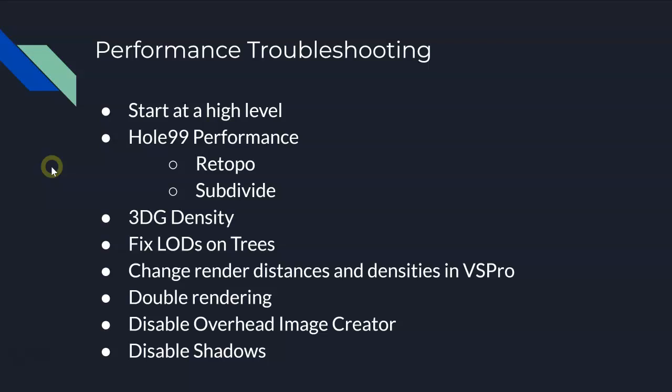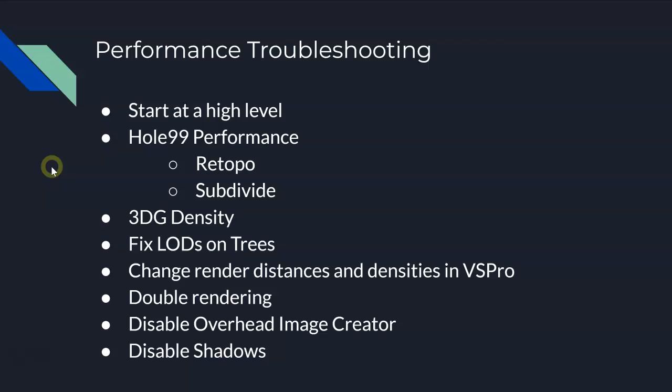There's all kinds of stuff you can change in VS Pro. Density of grasses is typically a big one. You can change the render distance so that grasses aren't shown so far away. You don't necessarily need little tiny grasses to be shown 300 yards away. You can maybe pull that in to 75, 80, 100 yards. You've got to play with it.